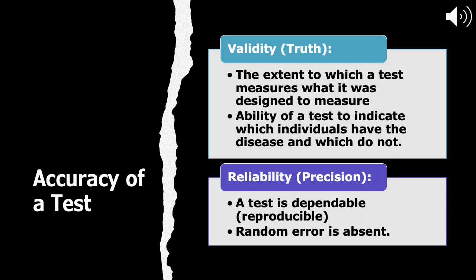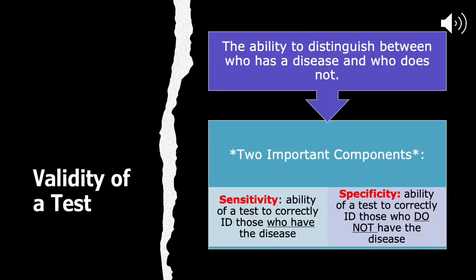So is the test dependable? And when we say dependable, we mean, can we reproduce it? Can we use the same test in a different setting and get dependable results? In this case, a reliable test would mean that random errors are not present. So the ability to distinguish between who has a disease and who does not.